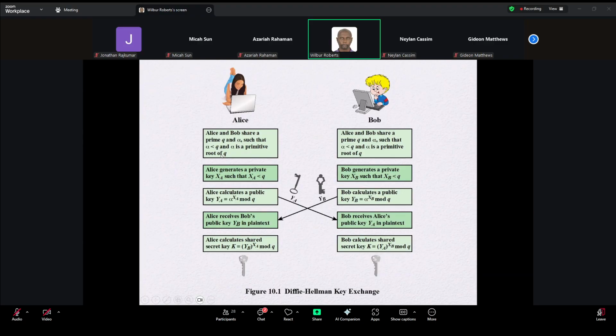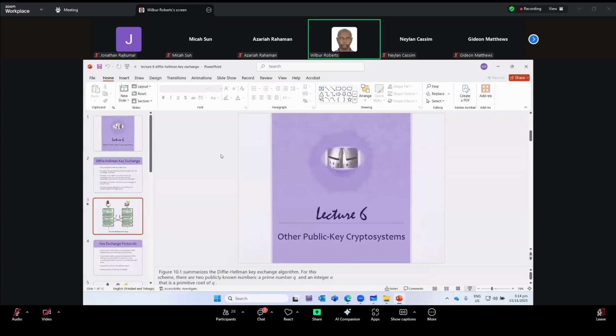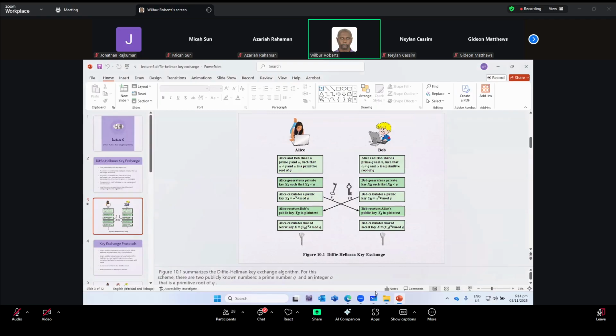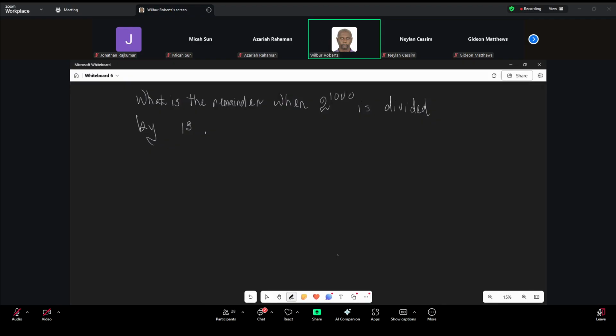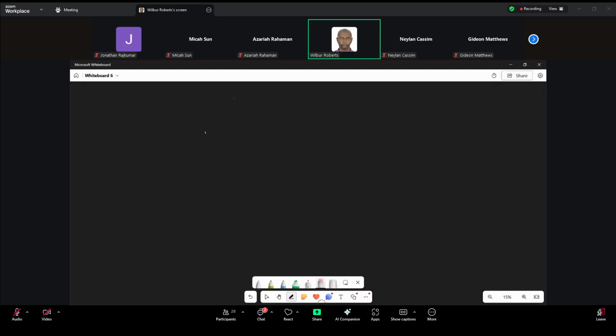So what is a primitive root? Let us find out if something is a primitive root of something. Let me see how we could do this. I have the blackboard here. Let us find or show a primitive root, alpha and Q.